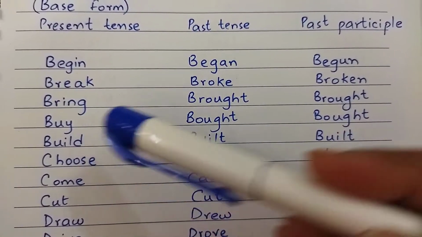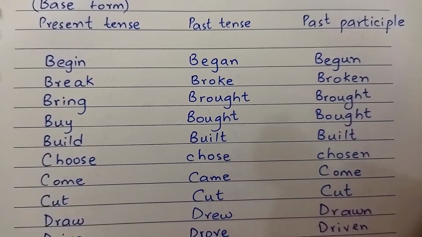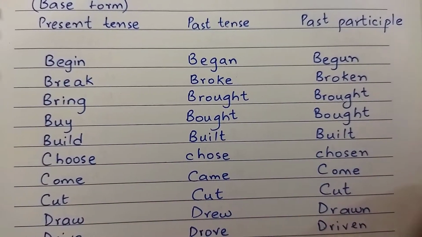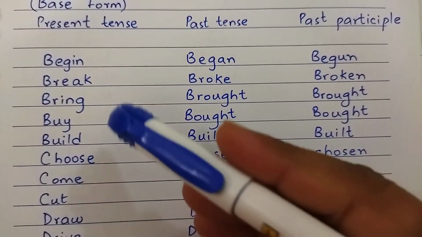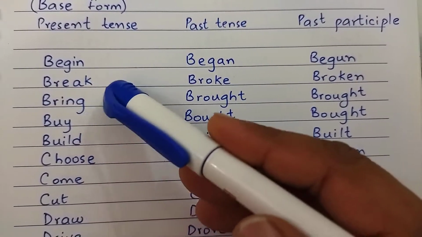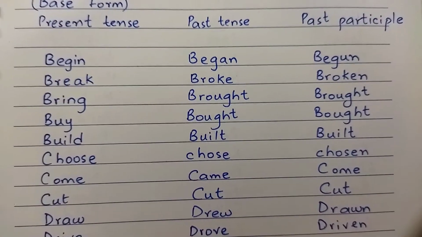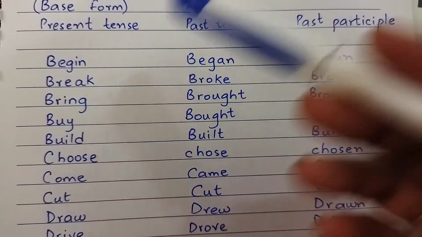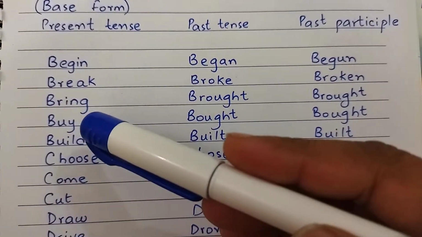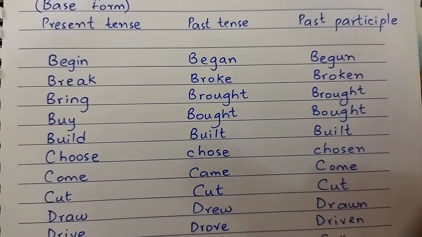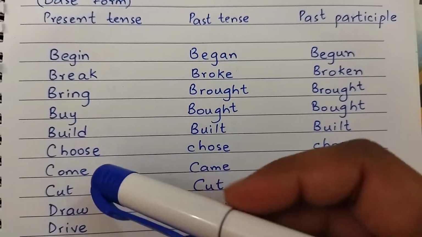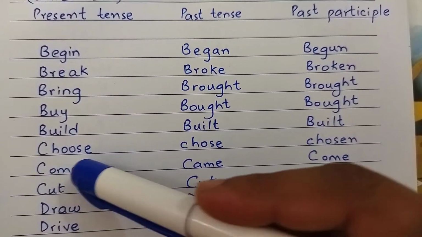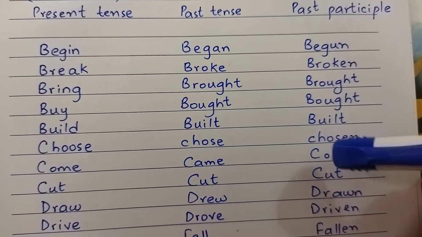Buy means to give some cash and get something in return. Bring means to get something from somewhere. It has a difference. We sometimes mix them up, but these are two different verbs. Bring means to get something from somewhere. Buy means to get something by giving some cash in return, right? Build, built, built. Choose, chose, chosen.